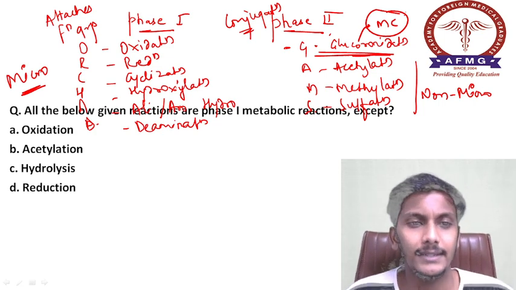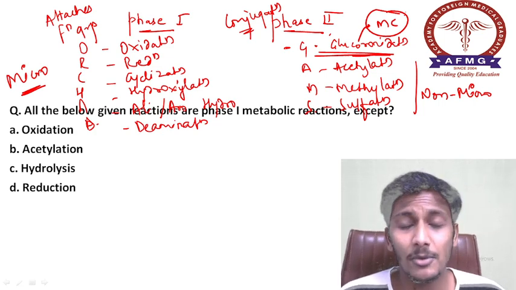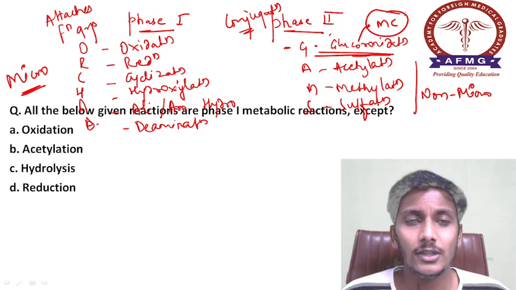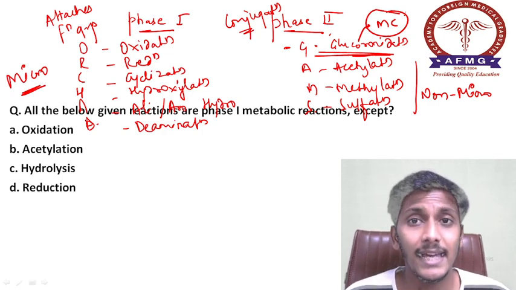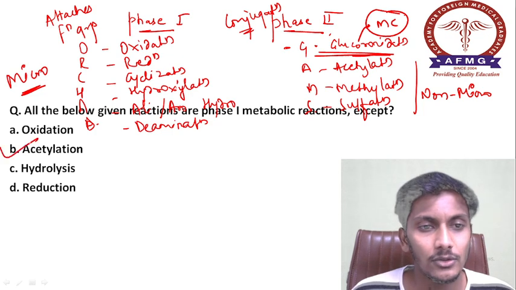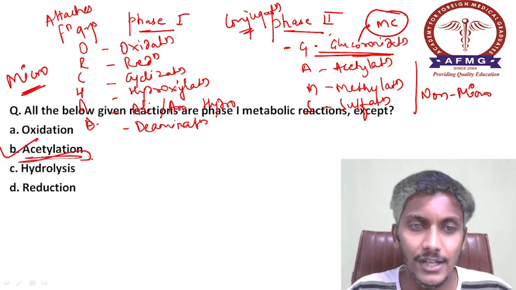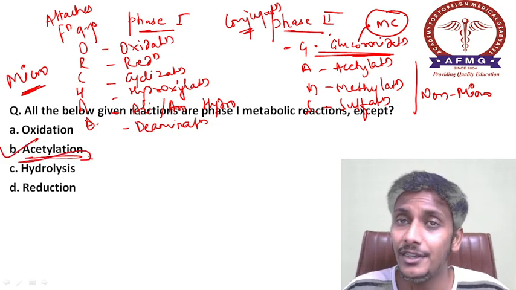Okay, so now let's see. All the below given reactions are phase 1 metabolic reactions except: option A, oxidation, phase 1; option B, acetylation, phase 2. So the answer here becomes option B, acetylation. Option C, hydrolysis, phase 1; option D, reduction, phase 1.